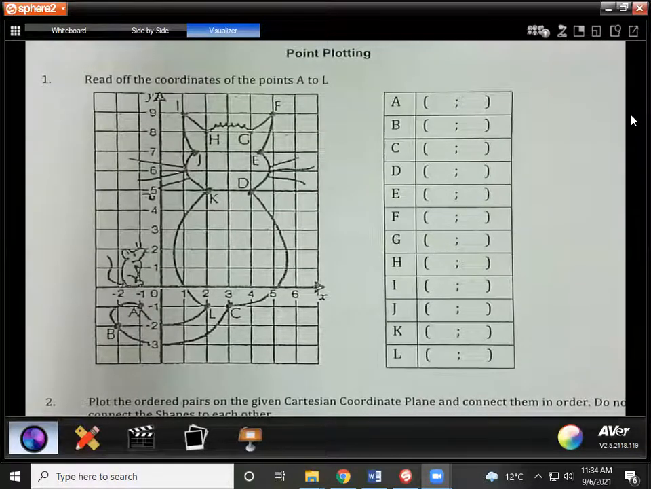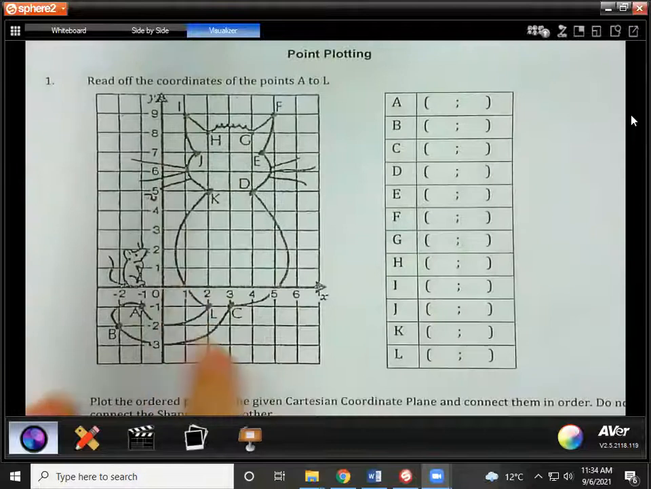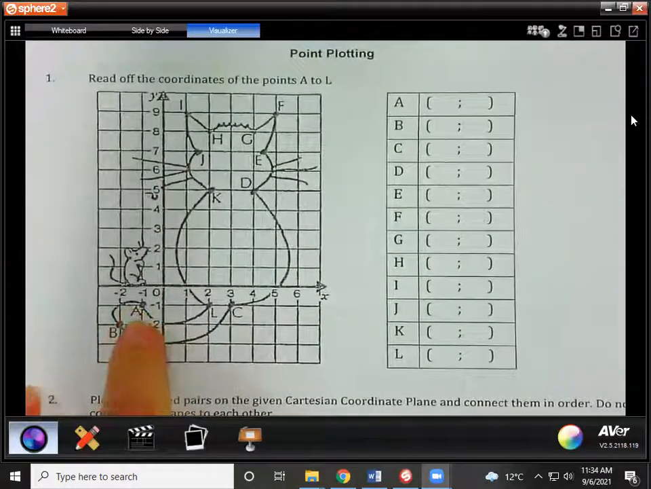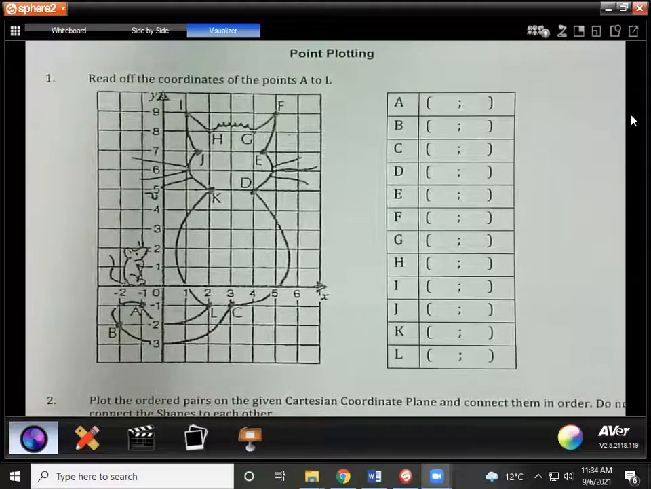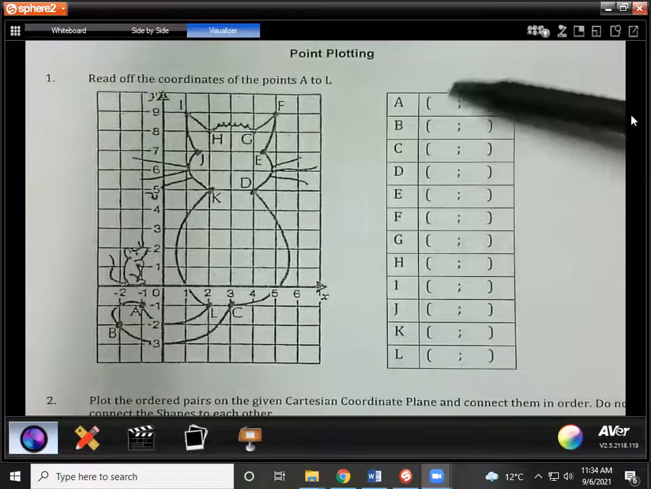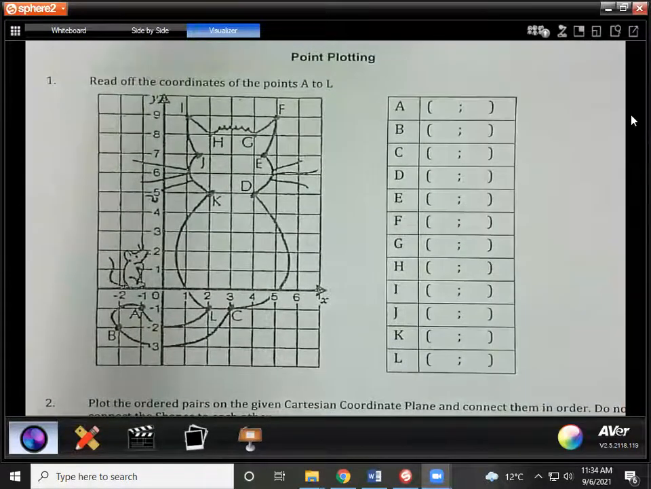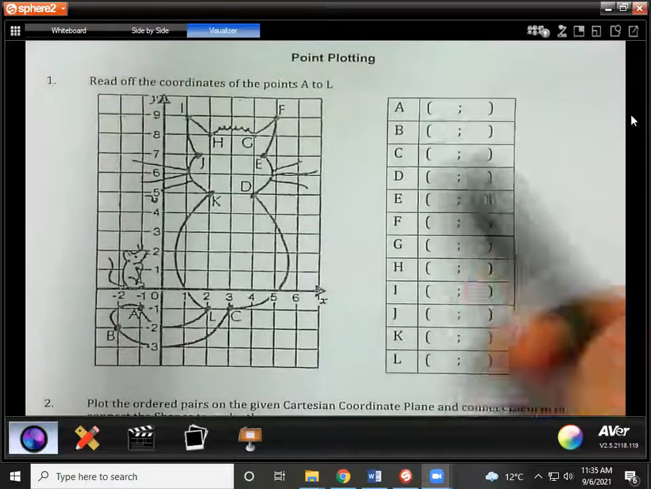So this is just a worksheet on point plotting. All right, so they have given you here a picture of the cat, obviously. And if we look at the edges of the cat, there are some points that they've indicated. So there is point A. All right, so you're going to have to look for the letter that they put on the actual points. Now, what we need to do is they've given us a table here with A, and we can see that they've already done the brackets for us. We must just fill in the numbers.